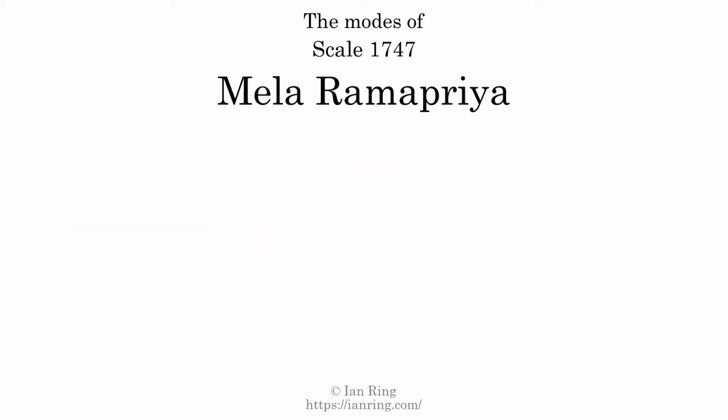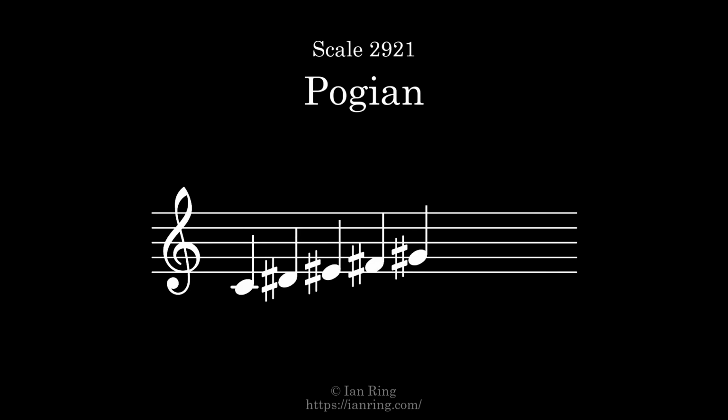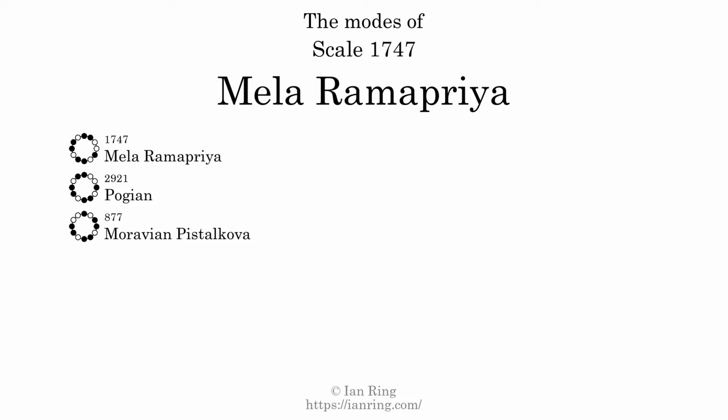This scale has 7 modes. The first mode is itself. The second mode is scale 2921, also known as Pogen. It sounds like this. The third mode is scale 877, also known as Moravian Pistolkova. It sounds like this.